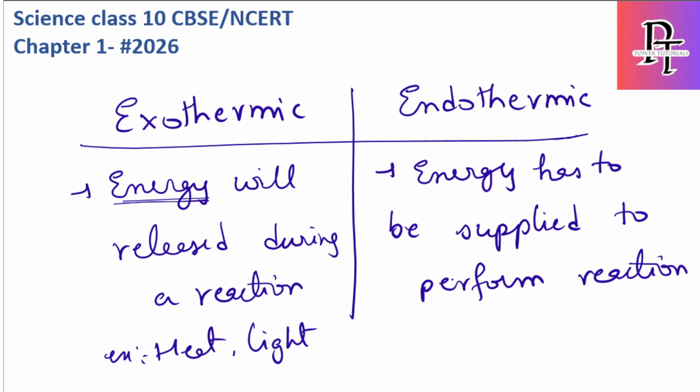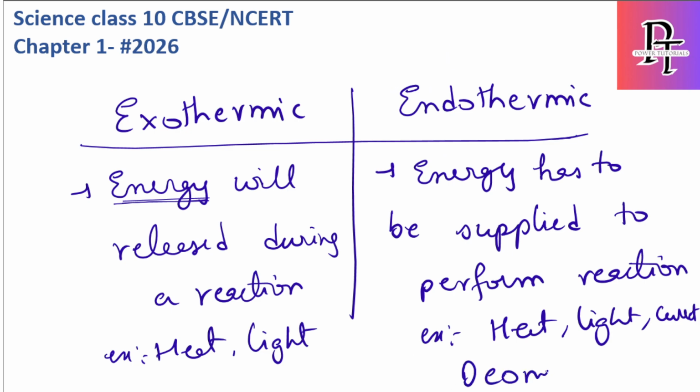Okay, so where energy is supplied, but here energy is released. Released is exothermic. If you are supplying, then it is endothermic. So here also energy supplied can be in the form of heat, light, and also current. And this is an example of a decomposition reaction. When we are covering the second part, you will understand the endothermic reaction in detail.